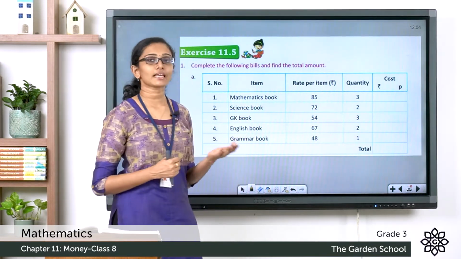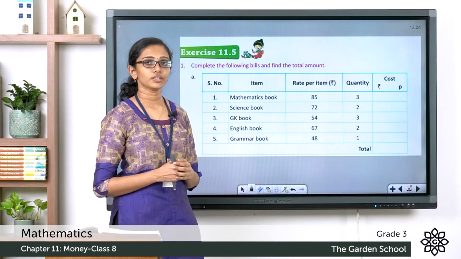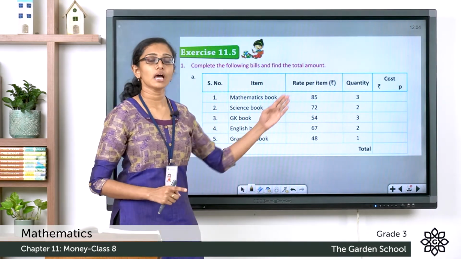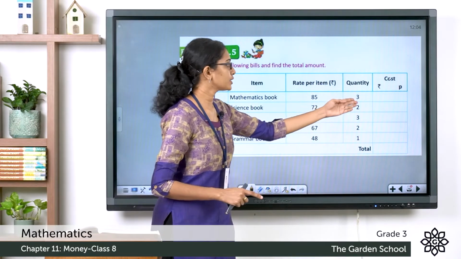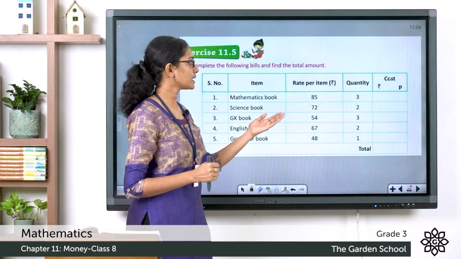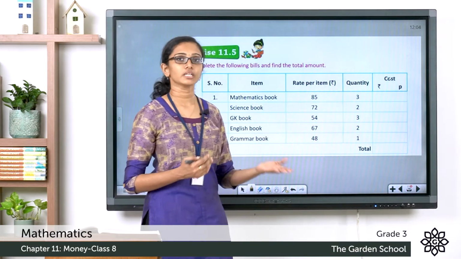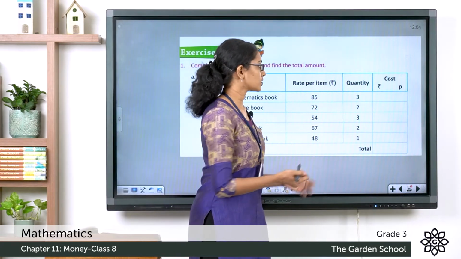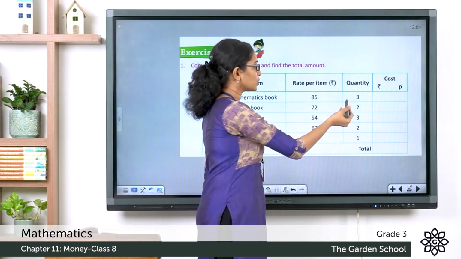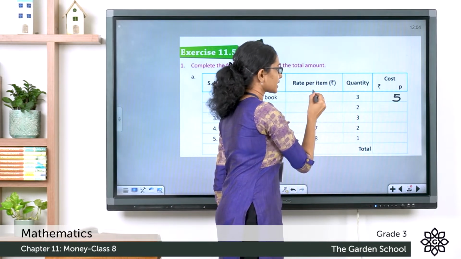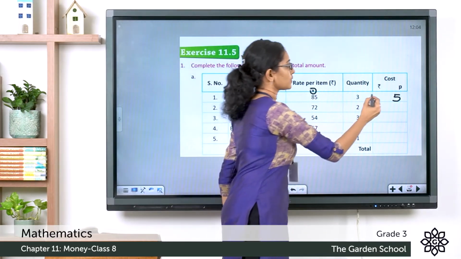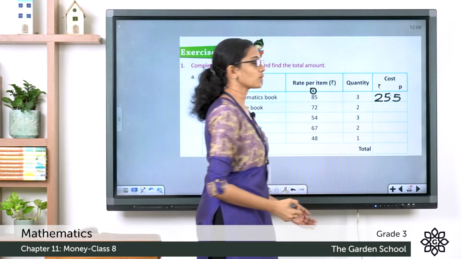So the first one, mathematics book. The rate per item is equal to 85 rupee, which means the cost of one mathematics book is equal to 85 rupee, and you are buying a quantity of 3 mathematics books. So the total cost of 3 mathematics books will be equal to 85 rupee into 3. So what will be the cost? 85 into 3. See, let's do it here itself. 3 ones into 5 ones. So 3 into 5 equals 15. There will be a carryover in the tens place. So 3 into 8 is equal to 24 plus 1, 25. So it will be a total of 255 rupee.